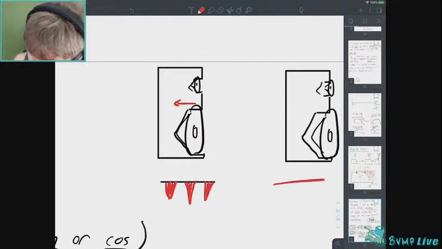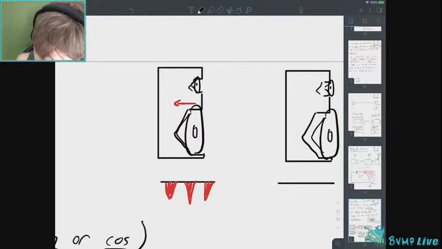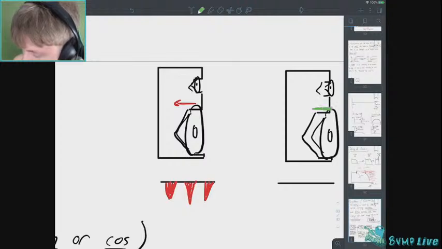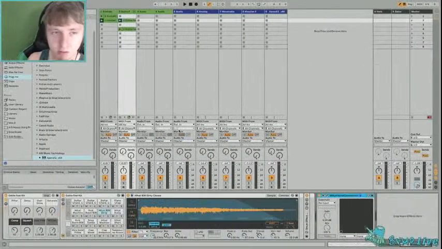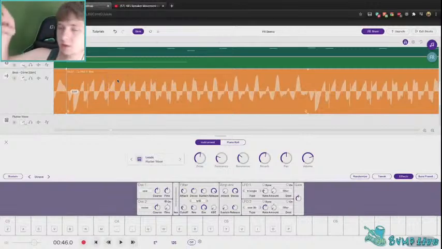And then when it is pushing out, that represents all of the positive stuff, the stuff above the line in the waveform. So the motion of this wave, or a simple wave, represents the motion of the speaker, in a sense.